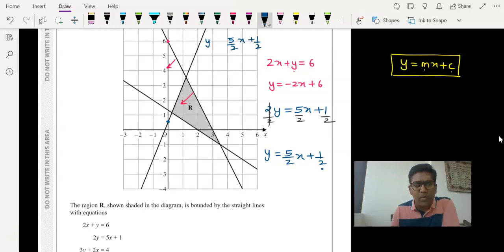Now to define the inequality, you see the shaded part is towards the right. So on this side you will see all the values of y are less, and on this side the values of y are more. So y is less than or equal to 5 by 2 x plus half.